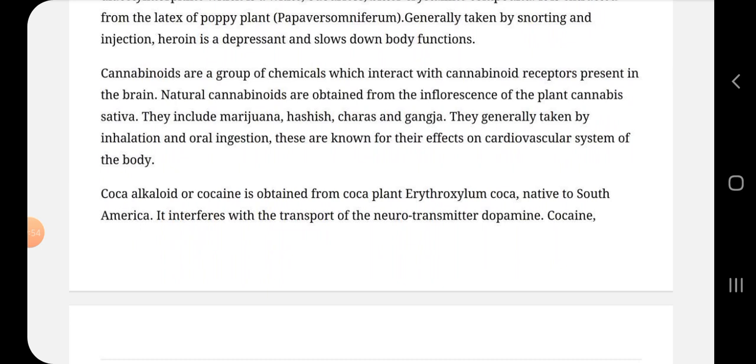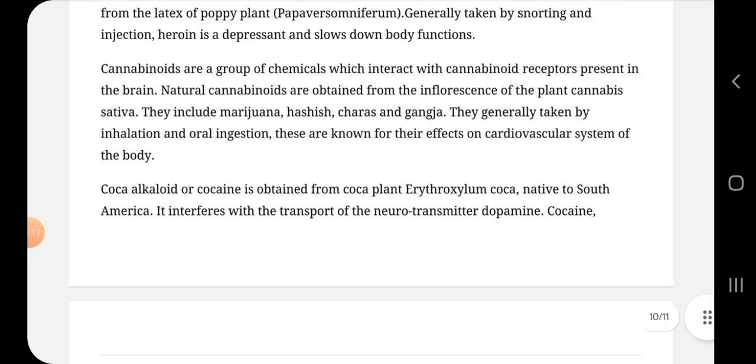Cannabinoids are a group of chemicals which interact with cannabinoid receptors present in the brain. They include marijuana, hashish, charas, and ganja. They are generally taken by inhalation and oral ingestion, and are known for their effect on the cardiovascular system.